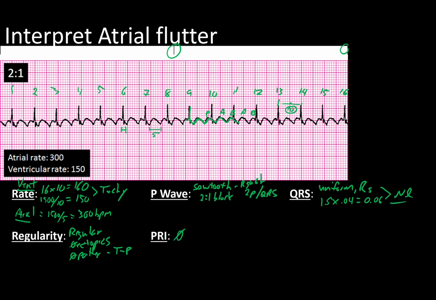We're in a 2-to-1 block, and so that gives us atrial flutter with 2-to-1 block. And that actually makes sense now that you've looked at a few of these. Atrial rate of 300. If every other beat goes through, that's 300 divided by 2, which is basically 150. Kind of makes a little bit of sense.